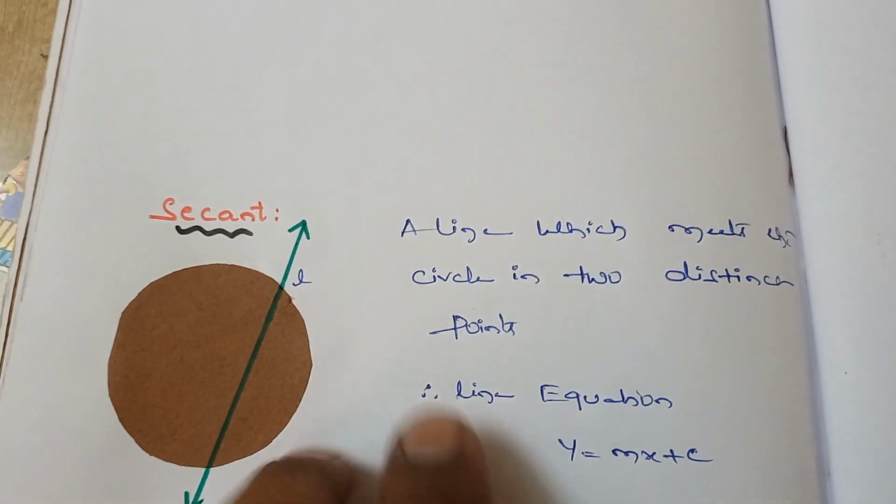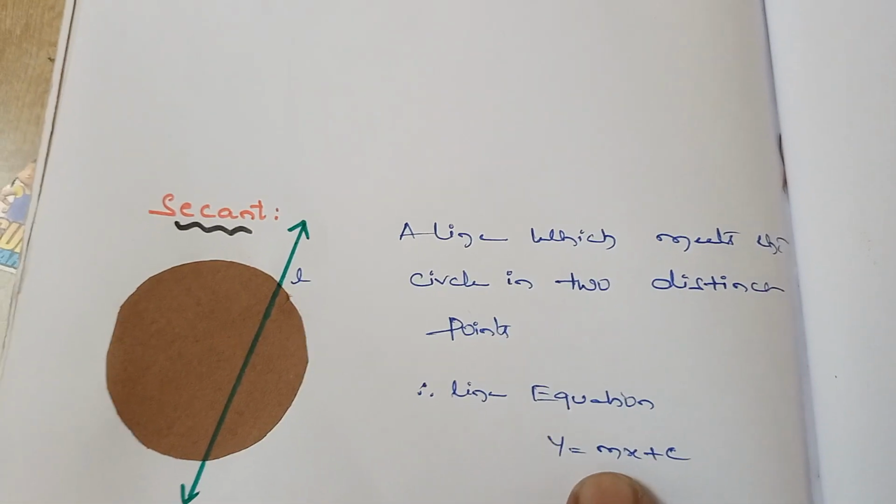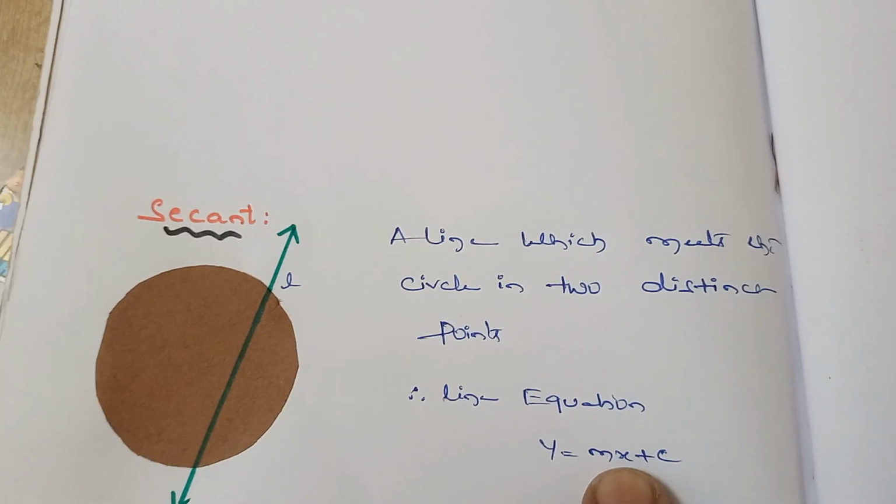Coming to the formula of secant, we'll talk about the line equation, guys. So y equal to mx plus c. I hope you understand this concept.